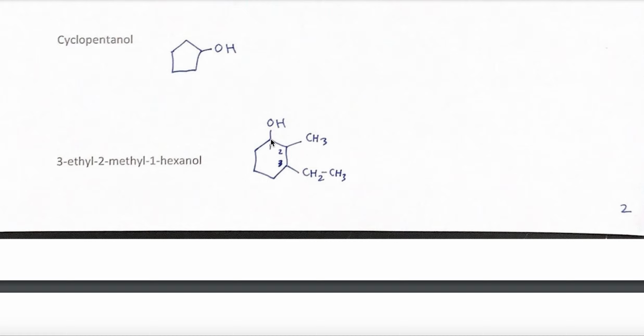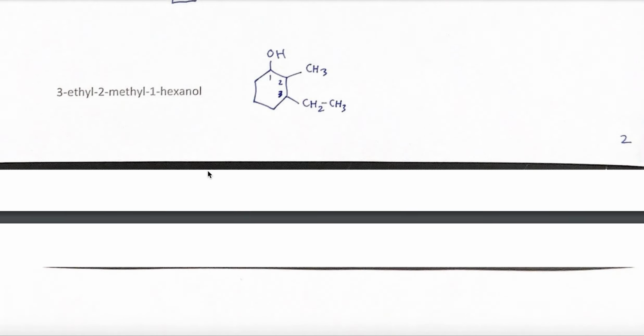Cyclohexanol, that's 1. Automatically number 1, but that's a class. Alcohol, that's a very important functional group. So we got 3-ethyl, 2-methyl, because remember alphabetical order, ethyl's got to go first. And 1-hexanol. Oops, I think I made a mistake here, everyone.